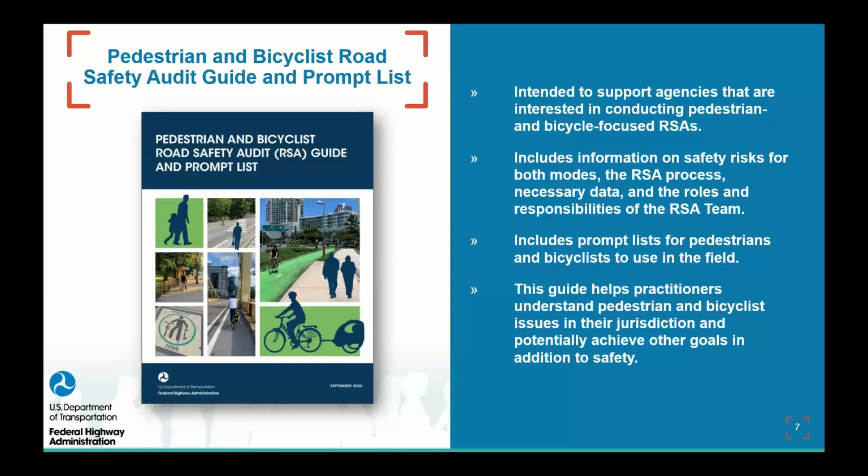So as I mentioned, the pedestrian and bike road safety audit guide and prompt list was updated. For those unfamiliar, RSA is a formal safety performance examination of an existing or a future road or intersection by an independent multidisciplinary team. And the process essentially tells about potential safety issues and helps identify improvements. And this specific guide is obviously focused on the pedestrian and bicyclist safety aspect of that. And this was released last fall. Next slide.